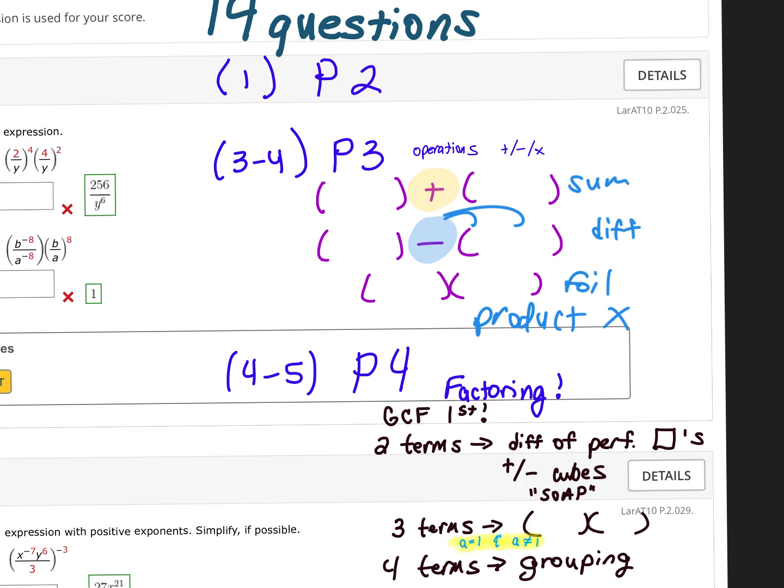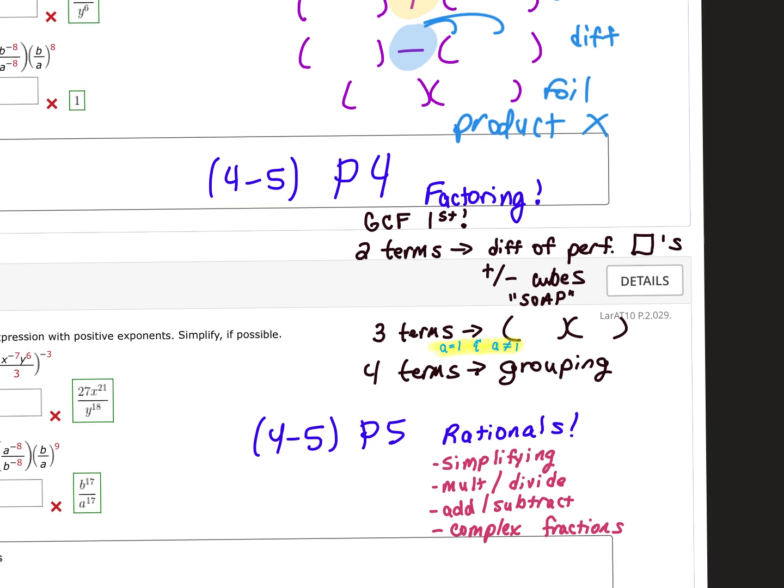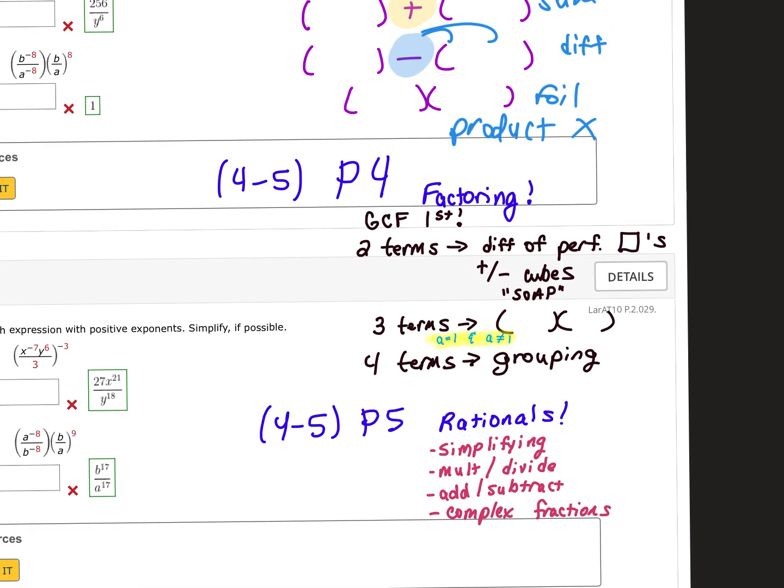All right. The meat of the test is going to come from P4 and P5, which makes sense. P4 was factoring. You're going to have 4 or 5 where it just says factor completely. It's not going to say factor the perfect square trinomial. You're going to need to know that something's a perfect square trinomial. But what is the absolute first thing we always take out? GCF. Every single time. In order to factor completely, you have to take the GCF out first.